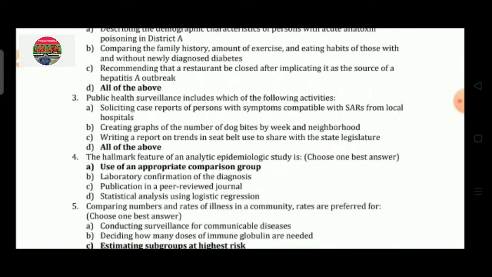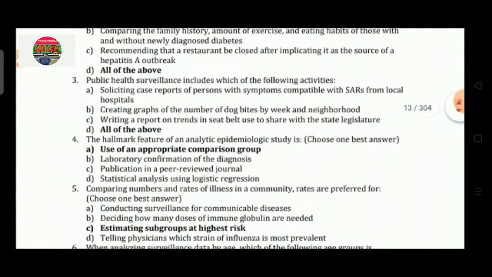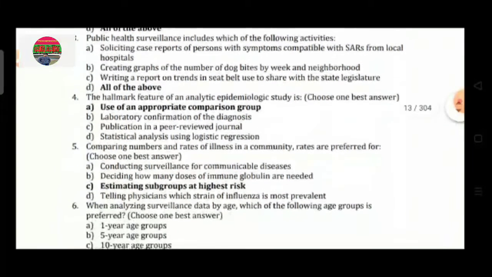Question number 3 is, public health surveillance includes which of the following activities. Option A is soliciting case reports of persons with symptoms compatible with SARS from local hospitals. Option B, creating a graph of the number of dog bites by week and neighborhood. Option C is writing a report on a trend in seatbelt use to share with a state legislature. Option D is all of the above. So the correct answer is all of the above.